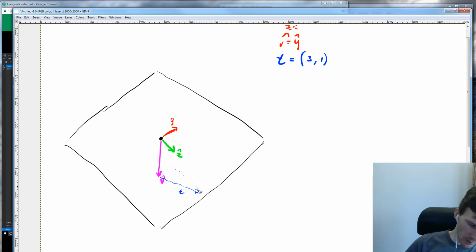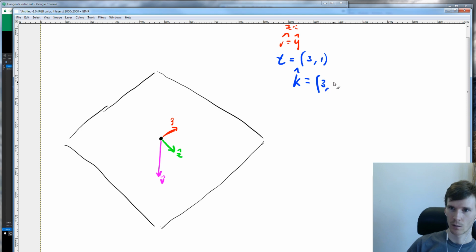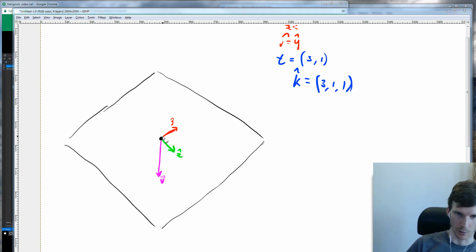But we want to do this in a way that we can use a matrix. So what we're going to do is define k hat as 3, 1, 1. So now we have k hat, and let's draw that up here. So we're going to say it's 1 up, and it's 3 on the x-axis. So 1, 2, 3, and 1 on the y-axis. So we've ended up here.